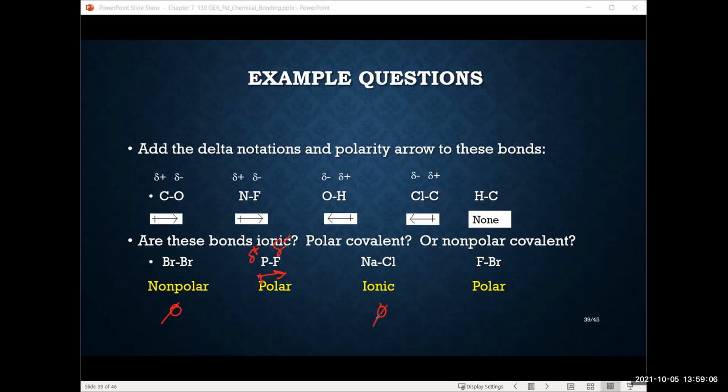Okay, no polar bond, I should say no partial positive or negative on sodium chloride. Ionics don't have that. And over here it's going from right to left with the partial positive on the bromide and the partial negative on the fluoride. Okay.